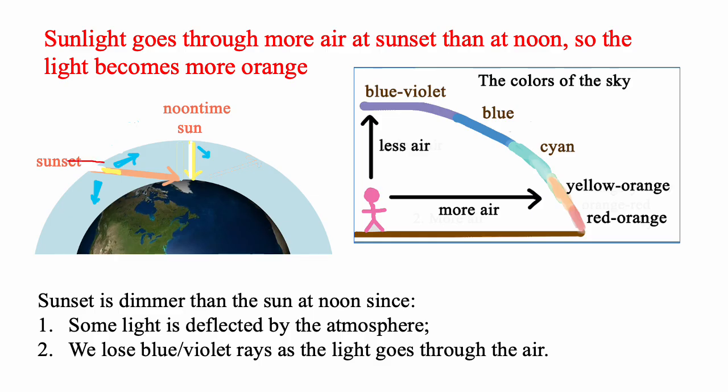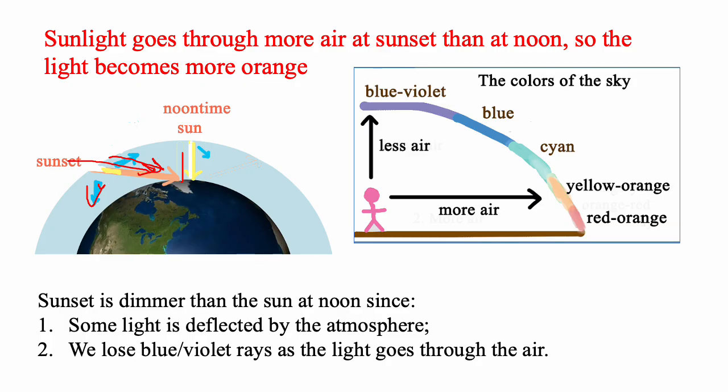Light travels through more atmosphere when the sun is low on the horizon than when it's overhead. And since air deflects blue and violet rays the most, the colors increasingly move away from blue and violet toward orange and yellow, which are their complements. And they're also colors that we associate with sunset.